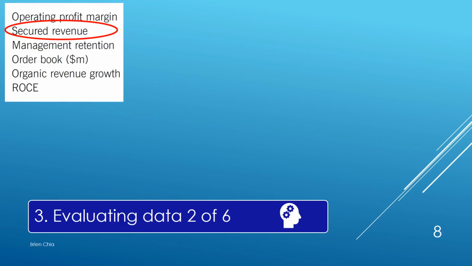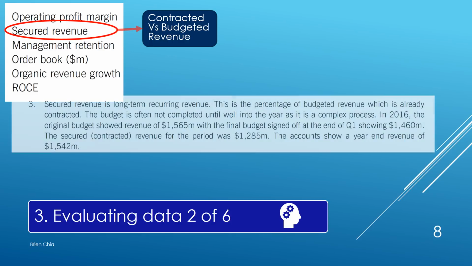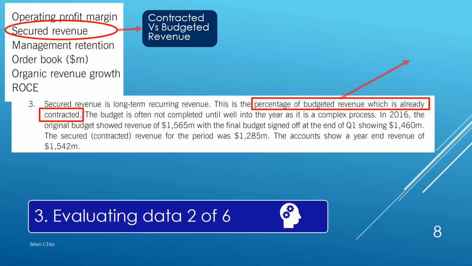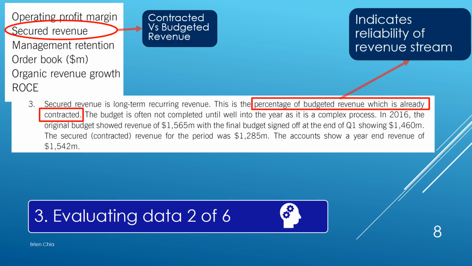The second one is secured revenue. Secured revenue is basically contracted versus budgeted revenue, and it's relevant to note 3. Secured revenue is long-term recurring revenue. So it's already explained to you how to calculate it. One of the key issues here is that it indicates the reliability of a revenue stream. That means in the future, if your secure revenue is quite high, it means that your revenue is going to come in quite consistently and is quite safe.